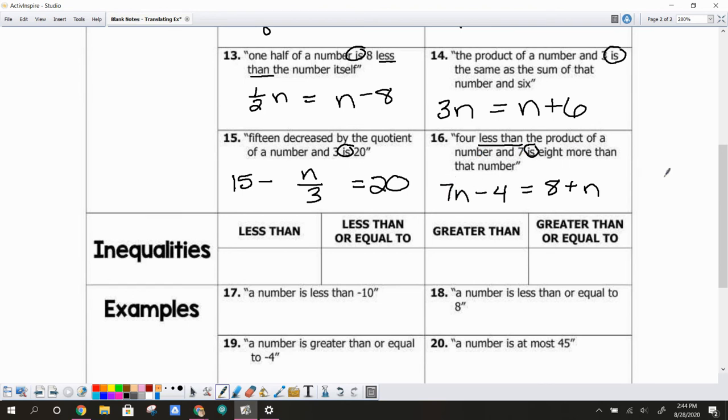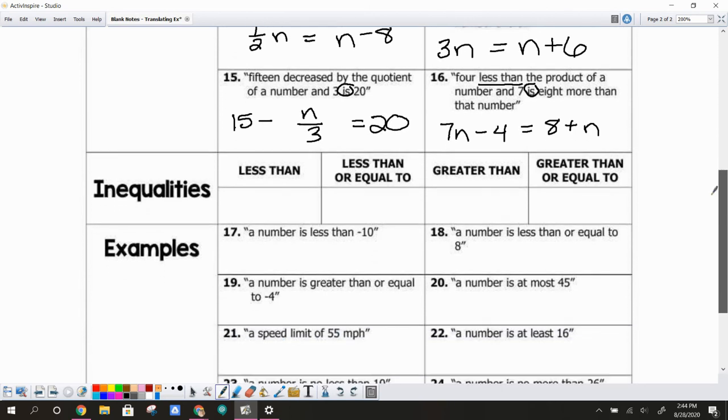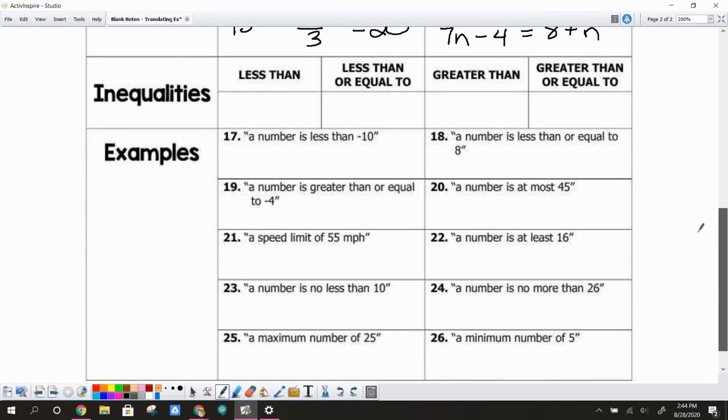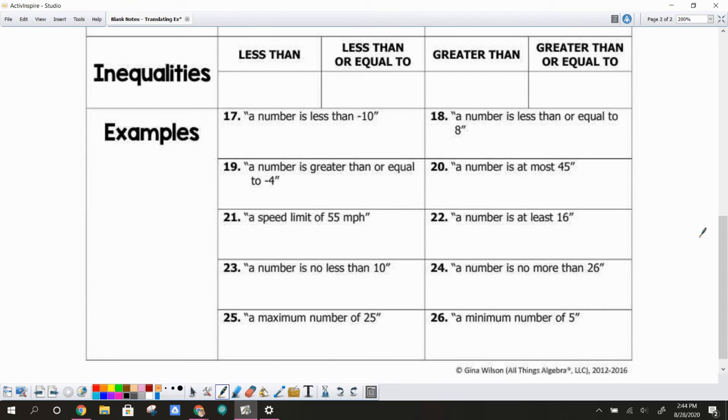Okay? So as long as you're looking for those keywords, this shouldn't be too difficult. Now for inequalities, we have different words that you want to look for. So less than means you want the less than symbol. Less than or equal to means you want the less than or equal to sign. Greater than, you obviously want the greater than symbol. And then greater than or equal to. So we're going to use that to help us build our examples here.